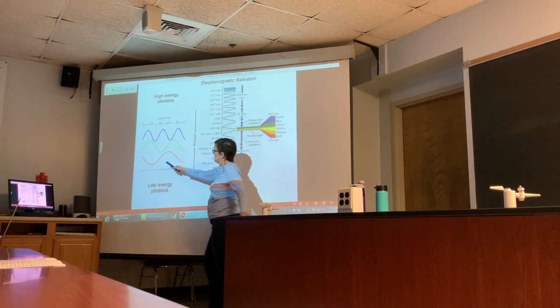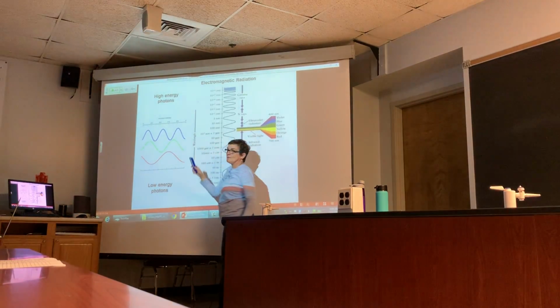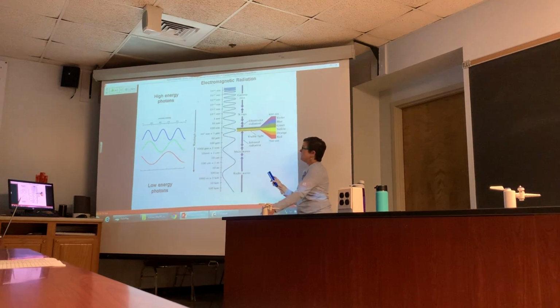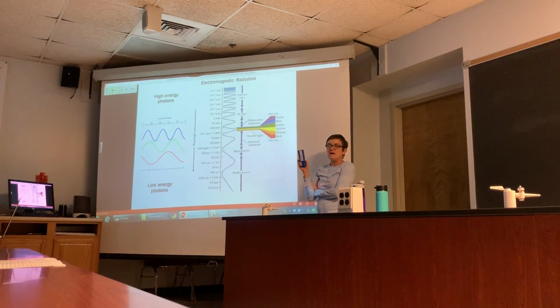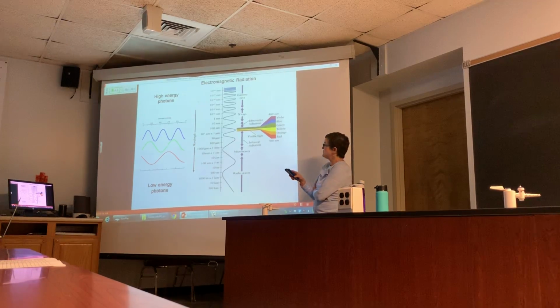So the longer the wavelength, the less energy. The shorter the wavelength, the more energy. And you have what are called cones, photoreceptors in your eye, that are activated by these different wavelengths, creating the different colors that you see.